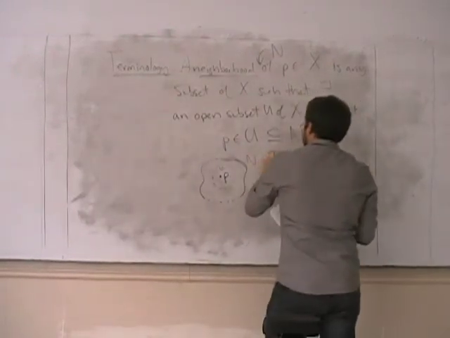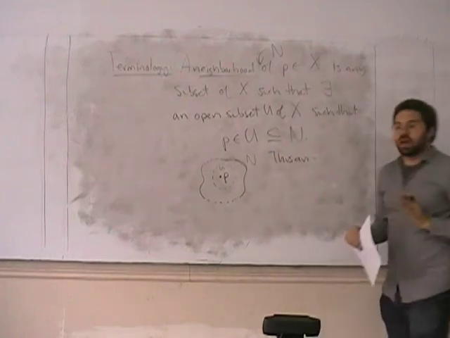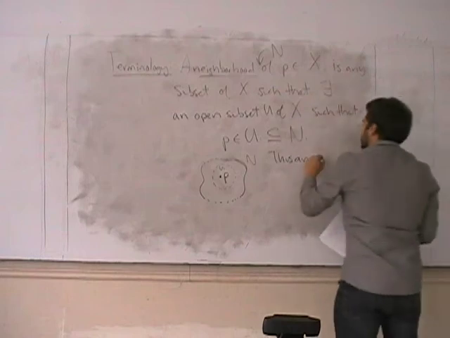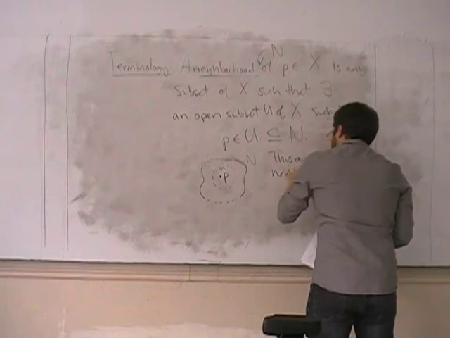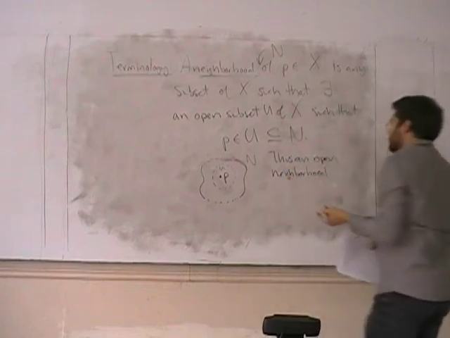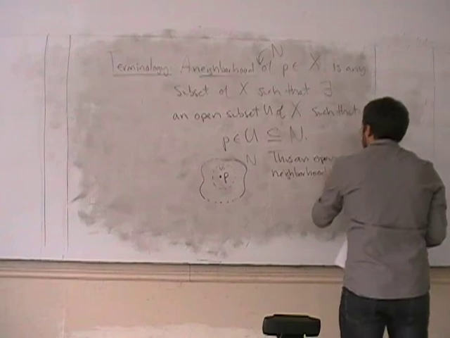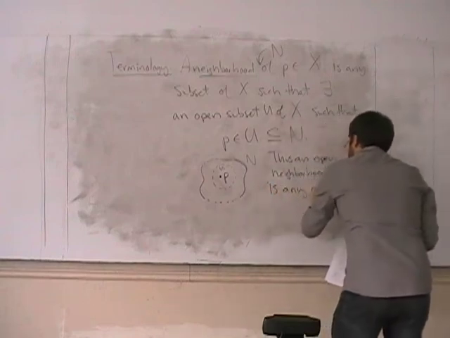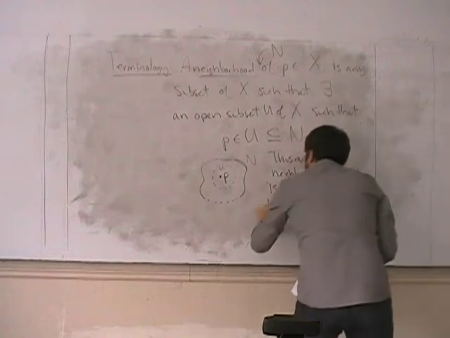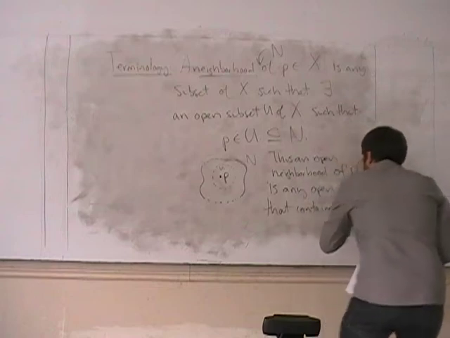So thus, it does not have to be an open set. It does not say that N is an open set. So thus, an open neighborhood, well, it's a neighborhood that's open. So that's just a fancy way of saying it's an open set that contains P. It's called a neighborhood of P. An open neighborhood of P is any open set that contains P.